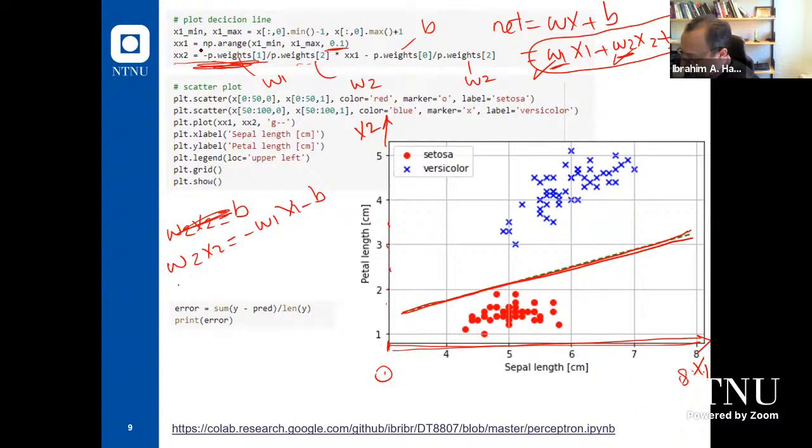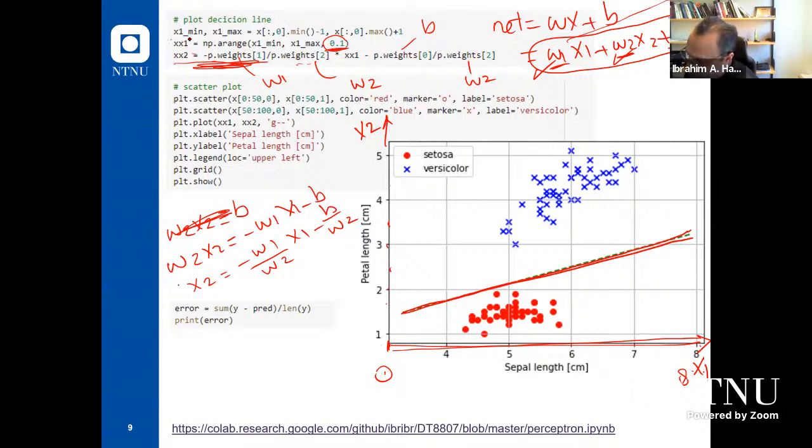How can I get x1? I just generated x1 here. It's all values from here to here with this small step. Now I need to generate x2 values. To get x2 values, I will get it from this equation. I will move omega 1 x1 to the other side, and I will move b to the other side. So omega 2 x2 will equal minus omega 1 x1 minus b. Divide both sides by omega 2. In this case, x2 will be minus omega 1 divided by omega 2 multiplied by x1, minus b divided by omega 2. So once you have x1 values, you can get x2 values using this equation: minus omega 1 divided by omega 2 multiplied by those x values, minus bias divided by omega 2.